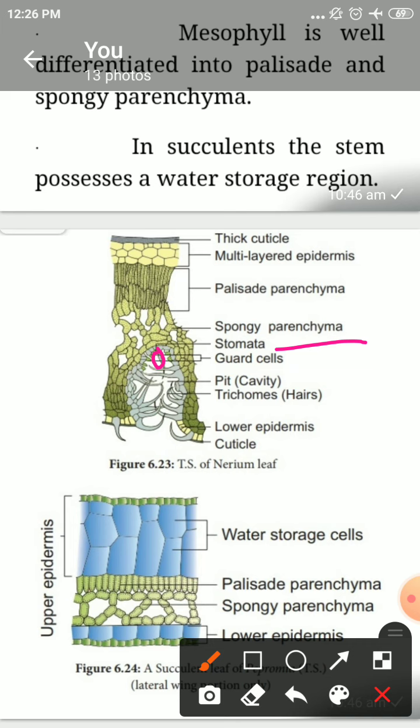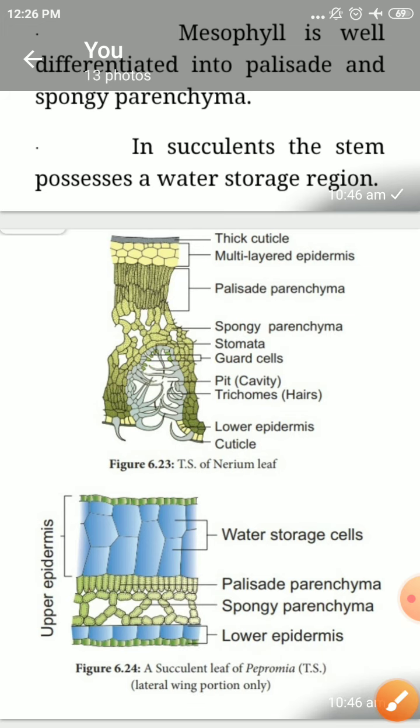in the lower epidermis. So restriction of the stomata, or presence of the stomata in the lower epidermis only, this is the anatomical adaptation. This is anatomical adaptation in the xerophytes.